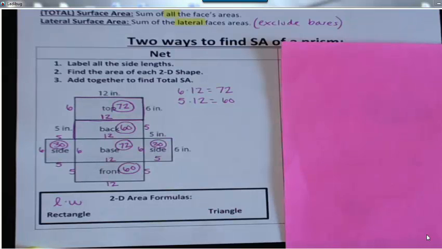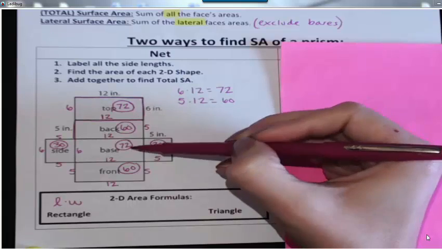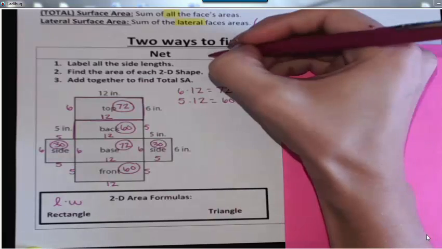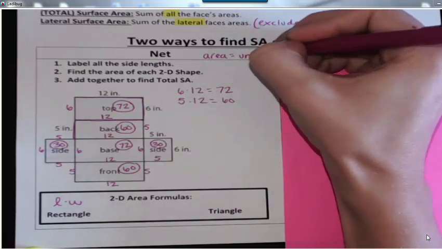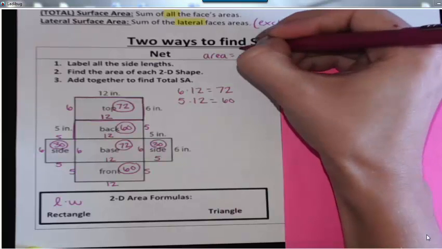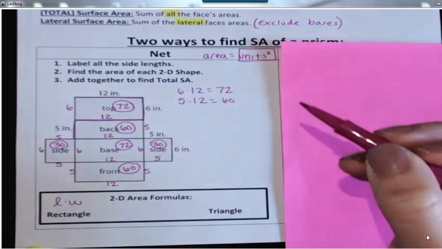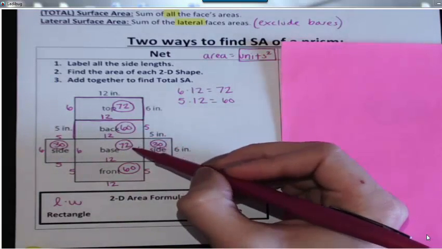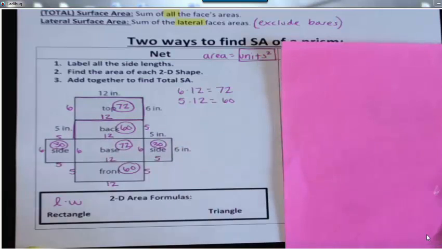Once you've found the areas of each two-dimensional shape, it should look like this, where I have two rectangles that are 72 inches squared. When I'm finding the area, we always want to write our answer in units squared. Since my units are inches here, this would be 72 inches squared. The back is labeled 60 inches squared, 72, 60, and then my sides are 30 each.